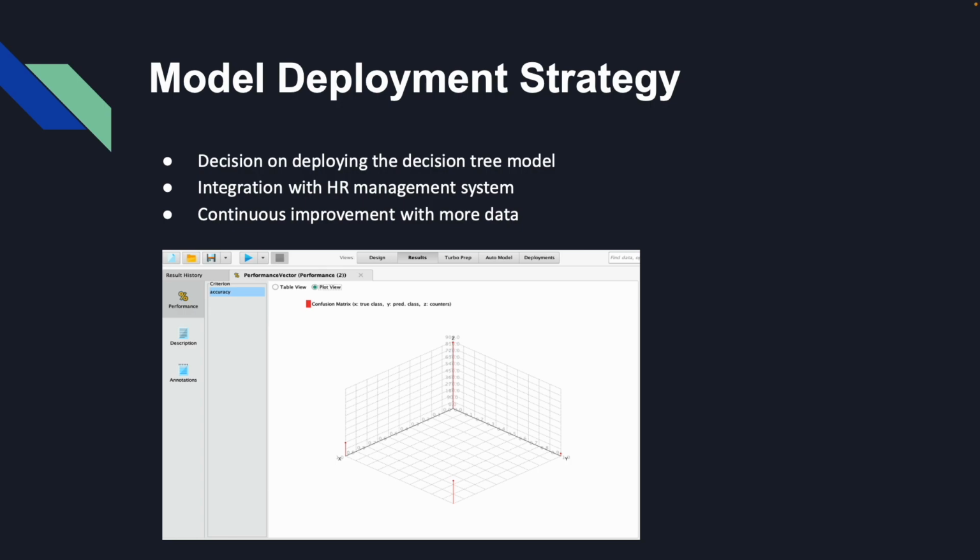The field of data analytics is always evolving. So I emphasize the importance of continuously improving the model with data over time. This could include, say, integrating new attributes, considering changing workforce dynamics, and adapting to new and different retention challenges.